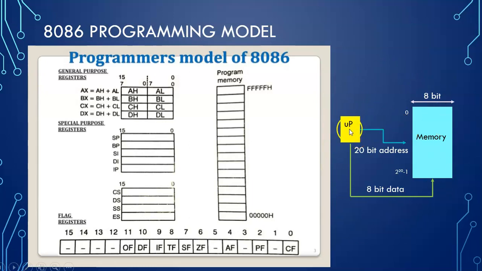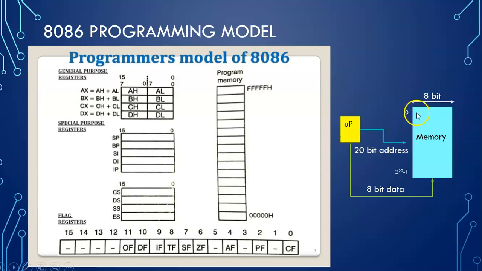This is the micro-P, this is the bus system, and this is the memory. The memory data width is 8 bits, so the data bus carries 8-bit data. Sorry, the direction is supposed to be bi-directional because this is data. And the address bus is 20 bits.